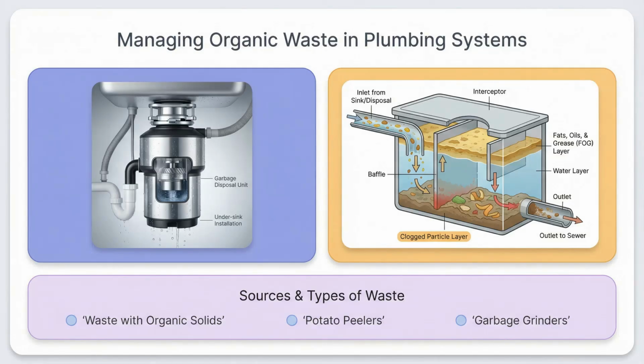Moving on to organic solids, we're talking about things like garbage grinders and potato peelers. These machines chop waste into tiny particles that flow easily at first. The problem is, if you put these devices upstream of an interceptor, those tiny particles settle and can completely block it. It's a classic case of one solution causing another problem.